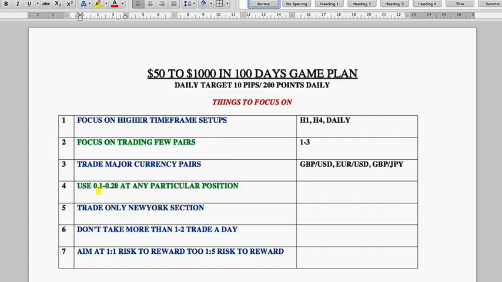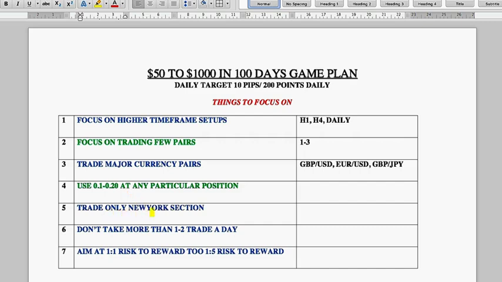Use a low lot size of 0.01 to 0.20 at any particular position. So in this type of account, you have to lower your lot size. This is a $50 account, not a Lamborghini account. So don't put a Lamborghini lot size on a $50 account. So while starting, 0.01 is a good lot size to start with.